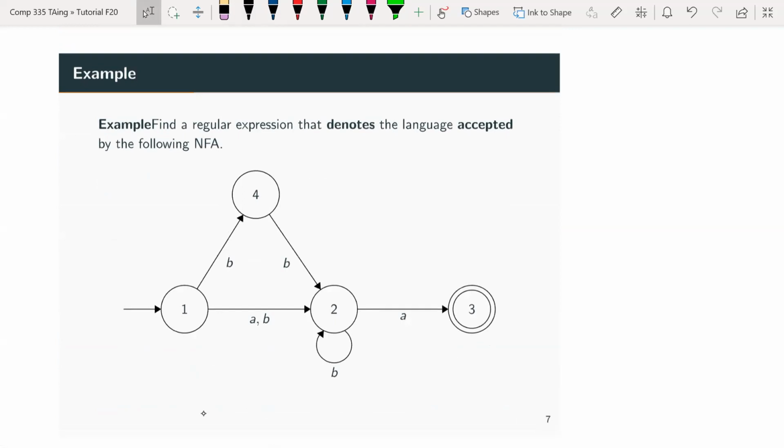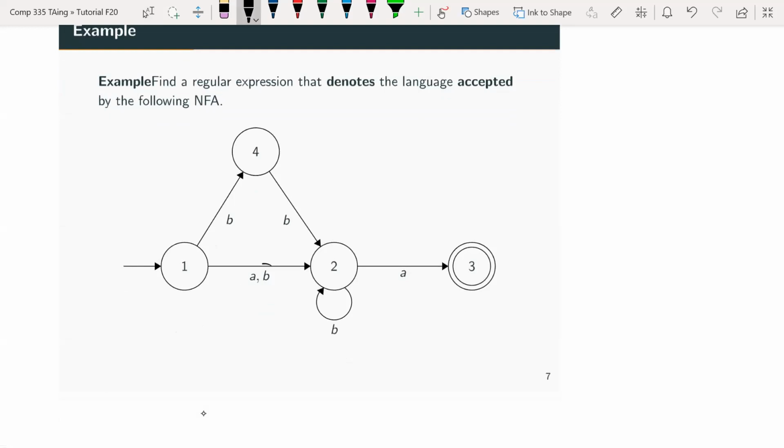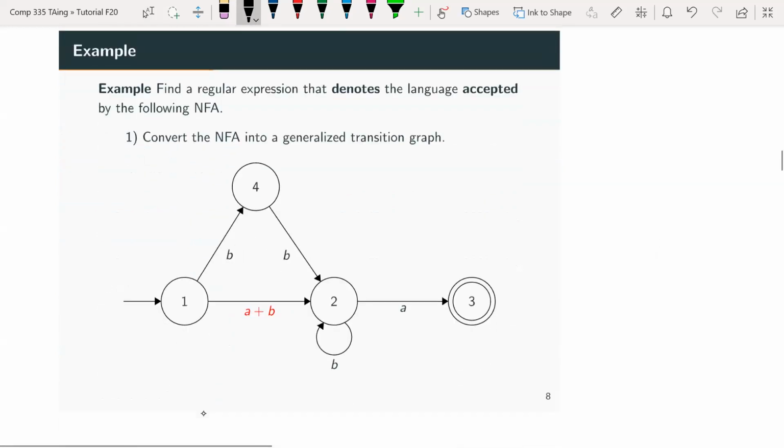Let me try to give you an example to make this a bit clearer. So you have the following NFA, and you want to convert it to a regular expression. So how are you going to do that? Well, the first thing is you need to take this and convert it to a general transition graph. And remember, the only difference between this and a general transition graph is your edges are labeled with regular expressions. So the only thing I'm going to do is take this a comma b and replace it with a plus b. That's the only thing I'm going to do, because there's nothing else that's really complicated here.